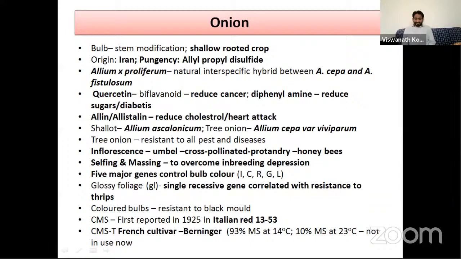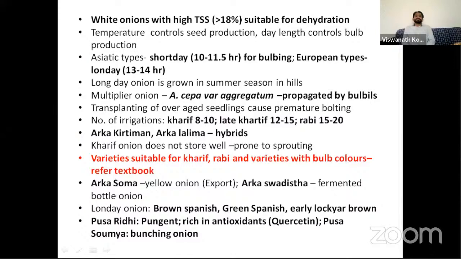So the white onions have high TSS and they are suitable for dehydration. Dehydration is drying. It is a method of preservation. When we talk about post harvest technology, we will see dehydration. So the white color onions are generally preferred for dehydration, and the dehydration ratio of onion is 10:1. That means if you dry 10 kg of onion, you will get 1 kg of dehydrated or dried product.